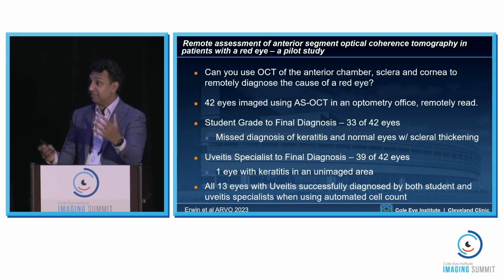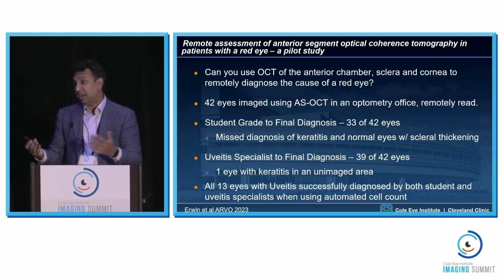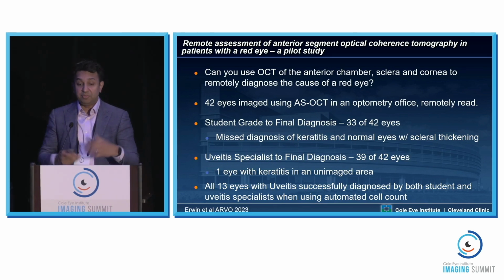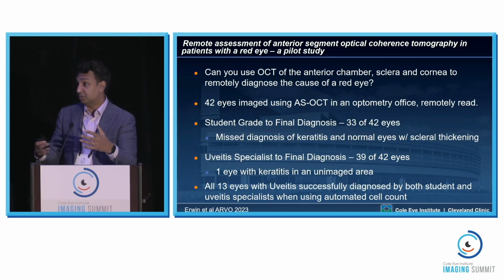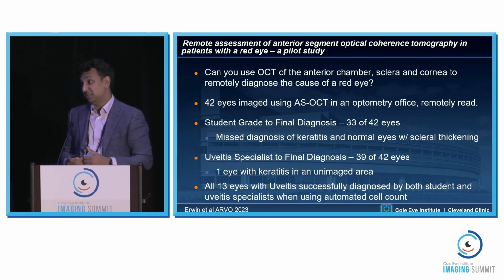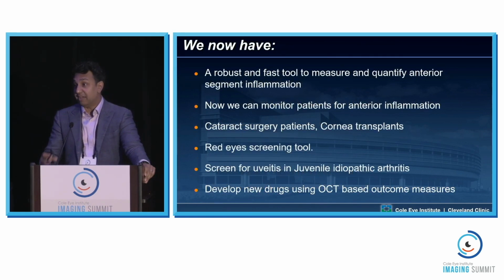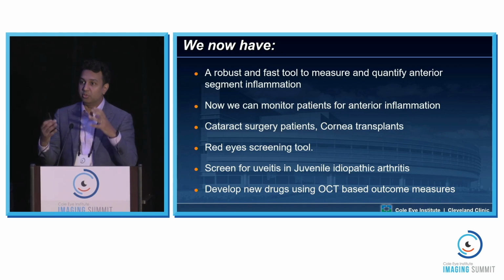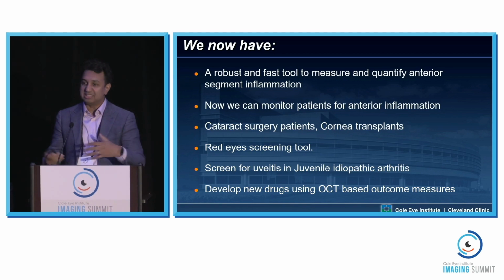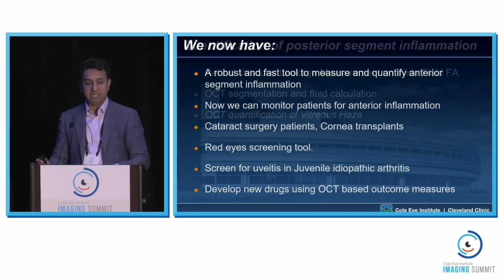And it turns out if we just have a novice student look at this, you're about 75% right. But if you use the automated system and someone who's trained, you're almost 95% right in determining the diagnosis, and you'll never miss a patient who has uveitis. Now we have a robust tool. We can use it, but it's only one aspect of the inflammation because it's not just the front part of the eye that we have to deal with.